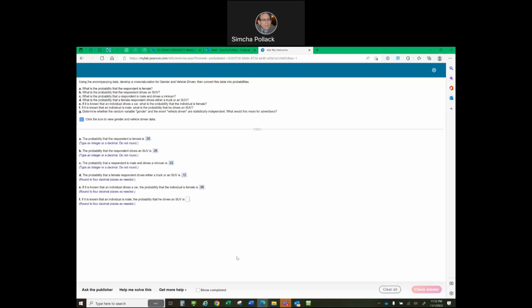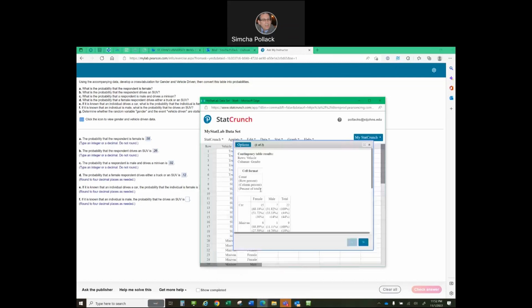It is known the individual is male. So again, another conditional probability. Now we know the person is in the male column. What's the chance they also drive an SUV? Definitely among these 21 males, how many? So 8 out of 21. 8 out of 21 is 0.381.